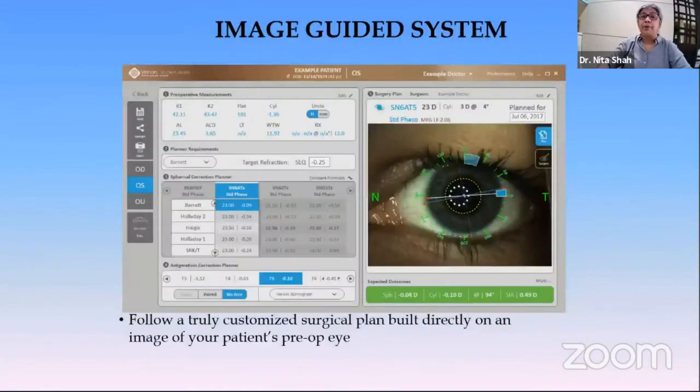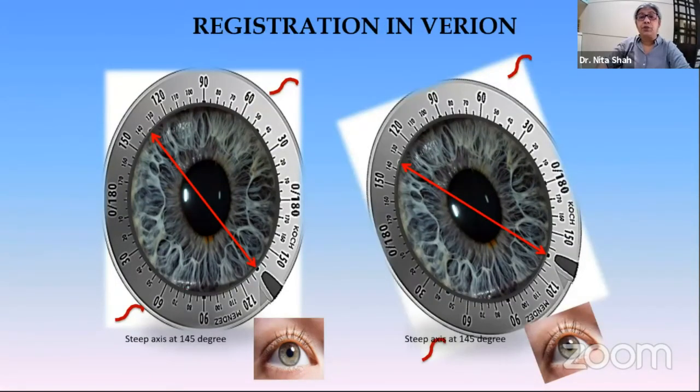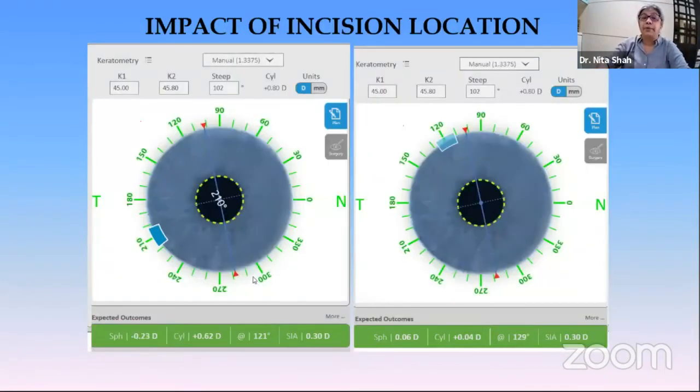So this is just an example of how this would really help us. We have the image of the eye where we can put in the data and analyze it. Head alignment and axis changing is something we are all aware of. And because here we have a reference image which gets re-registered in the operation theater, the head tilt, etc., does not change the result outcome that we have. We are all aware that a 15-degree and a 5-degree clockwise head tilt would result in a 12-degree or a 5-degree change in the clockwise rotation, and similarly in the anti-clockwise rotation, and that is why this becomes important.